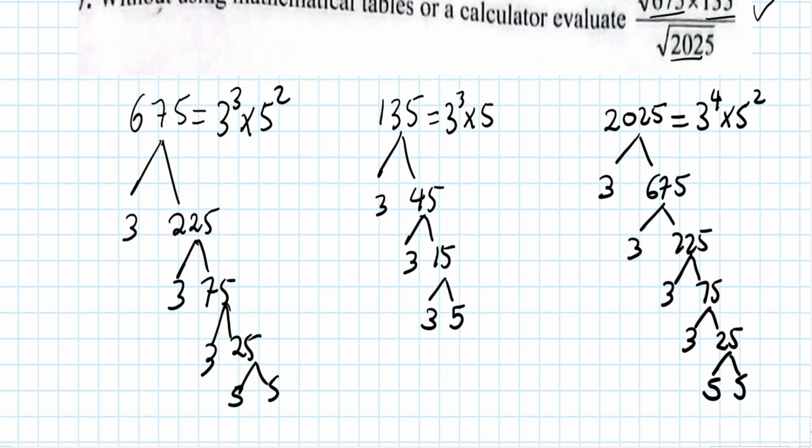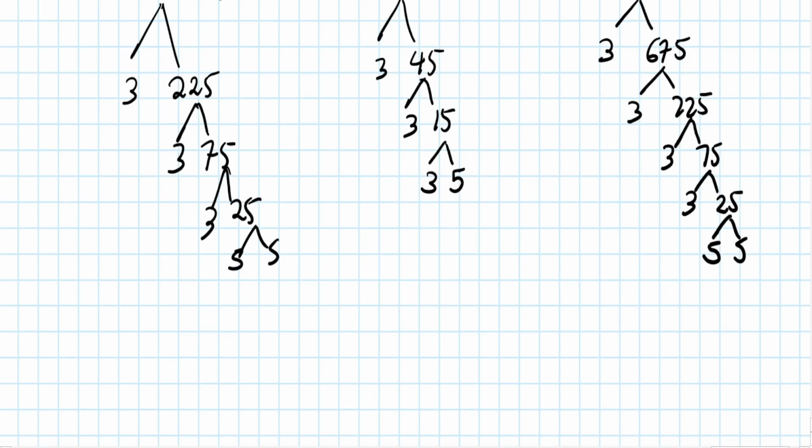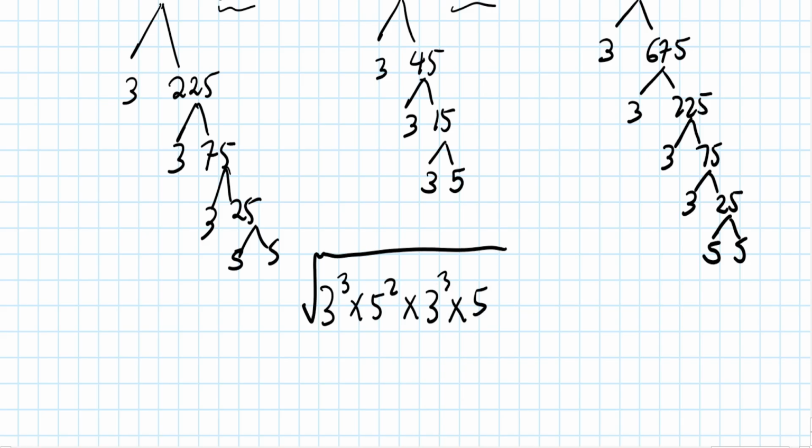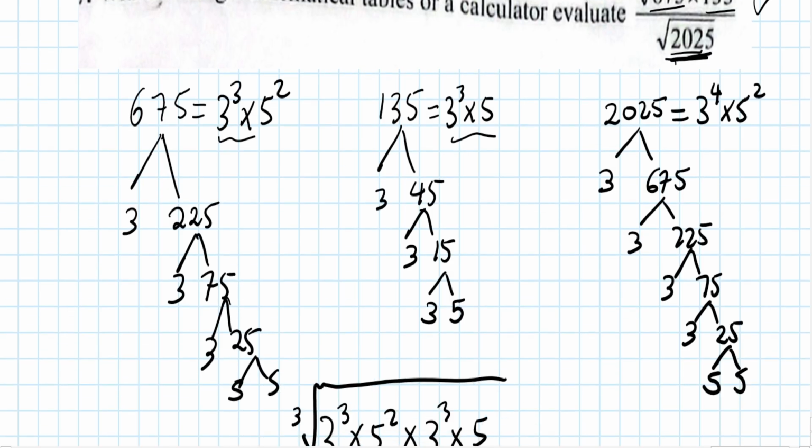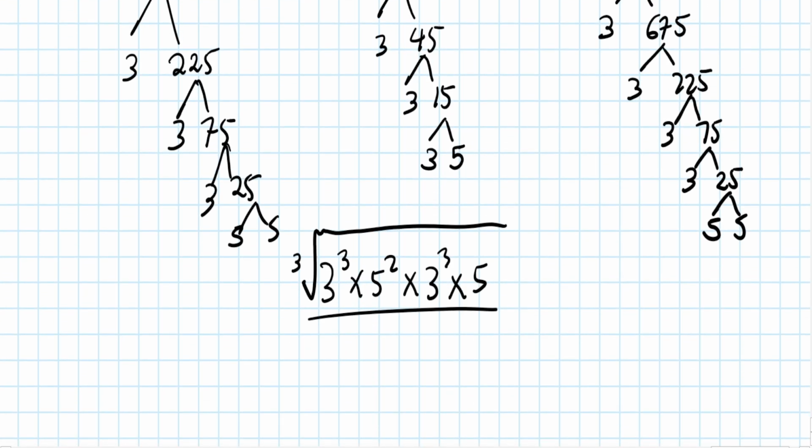So remember, there's cube root of 675, and this one has cube root. So write 3 cubed times 5 squared. Okay, then multiply by 3 cubed times 5, and it has a cube root here. So remember, it's cube root, and then over 2025 had a square root. So remember the square root, which is 3 power 4 times 5 squared. 3 power 4 times 5 squared, square root it.